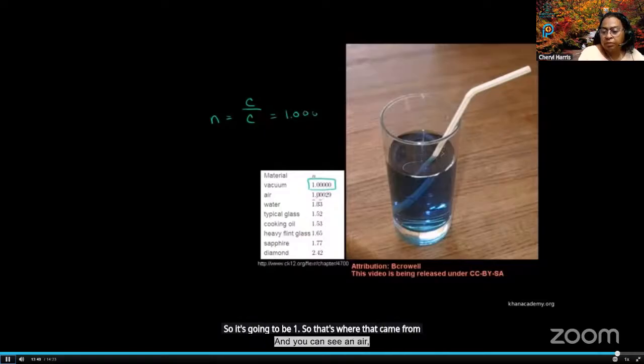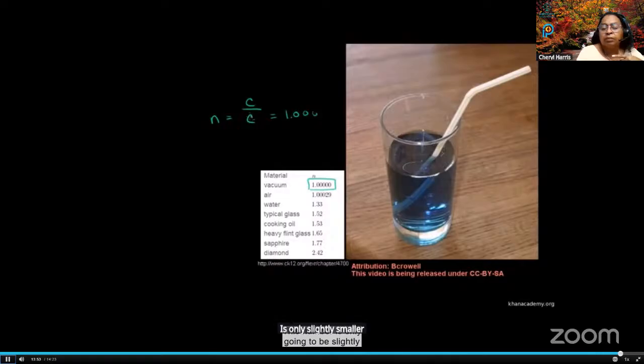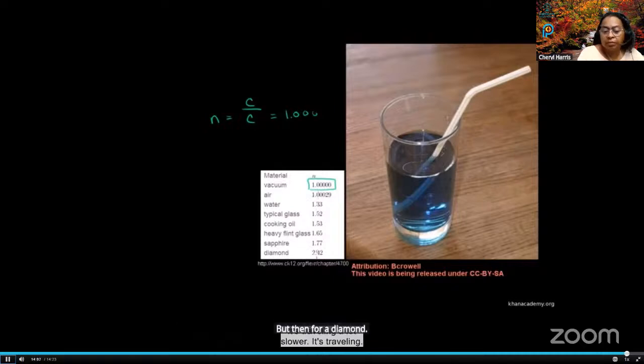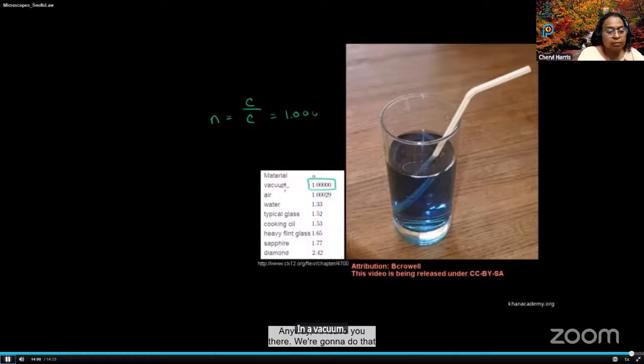And you can see in air, the speed is only slightly smaller. This number is only going to be slightly smaller than the speed of light in a vacuum. So in air, it's still pretty close to a vacuum. But then for a diamond, it's traveling a lot slower. Light is traveling a lot slower in a diamond than it is in a vacuum. Anyway, I'll leave you there. We're going to do that in a couple of more videos. We're going to do more examples.